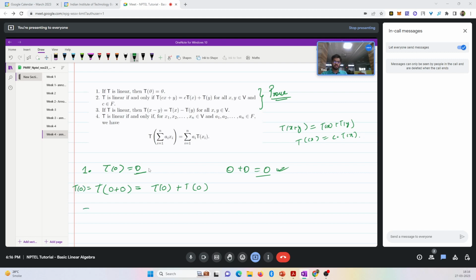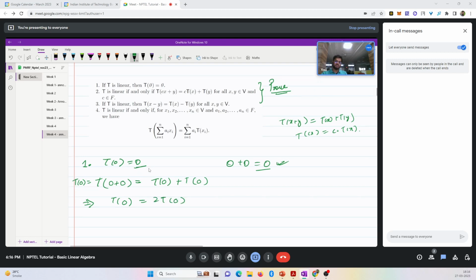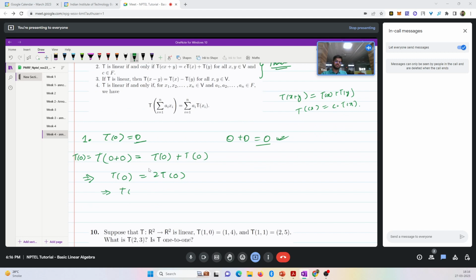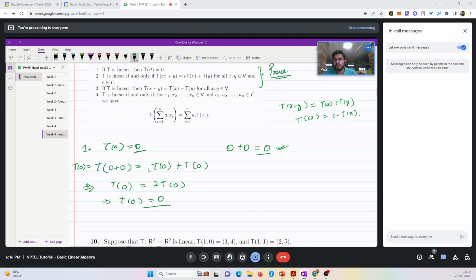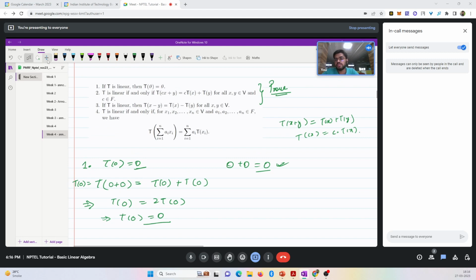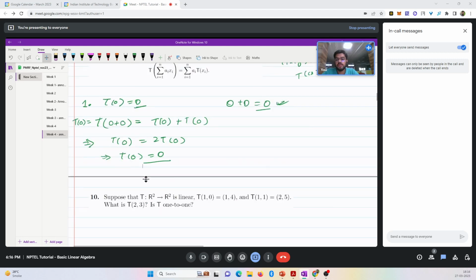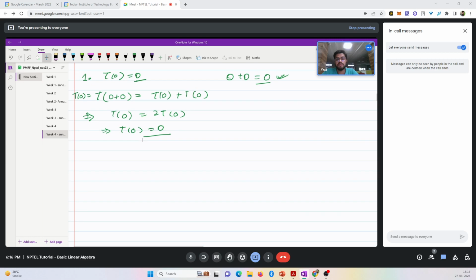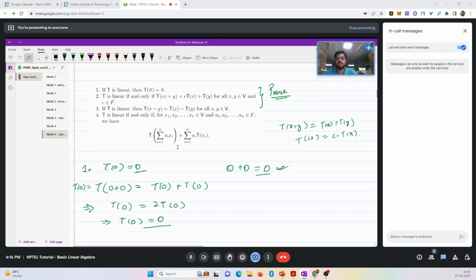So what does this give? This gives us T of 0 is 2 times T of 0. What does this mean? This means that T of 0 is indeed 0. So any linear transformation will take the 0 element to the 0 element. This is the first property of a linear transformation.